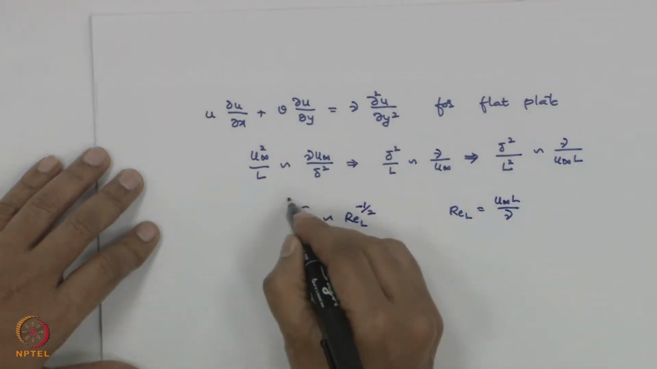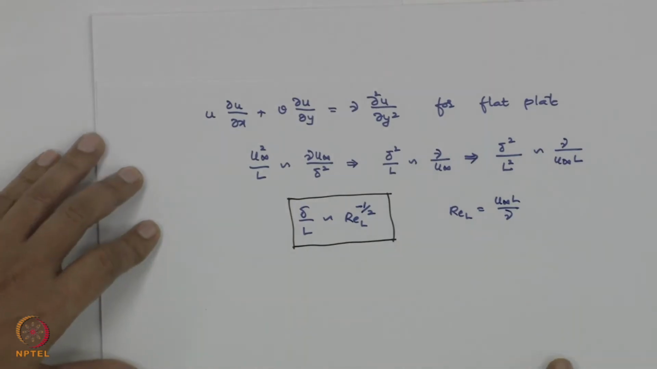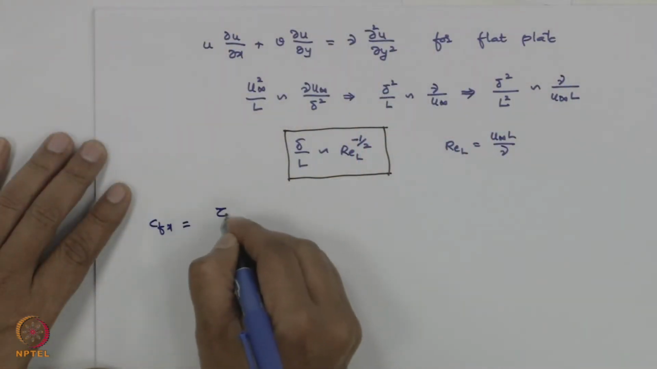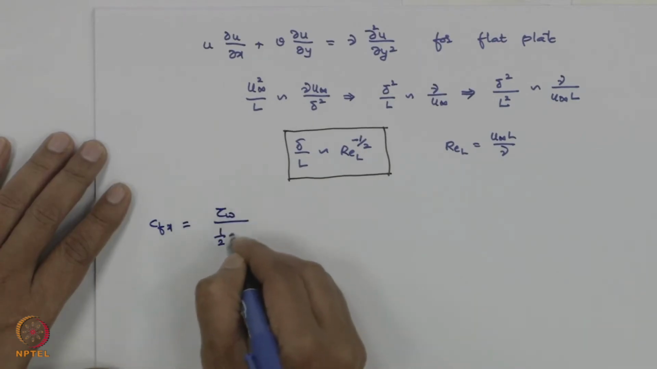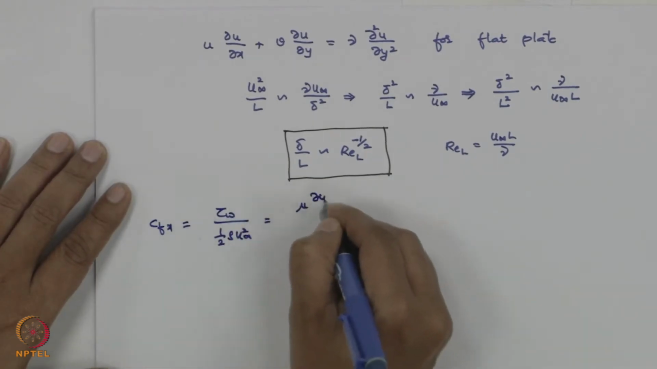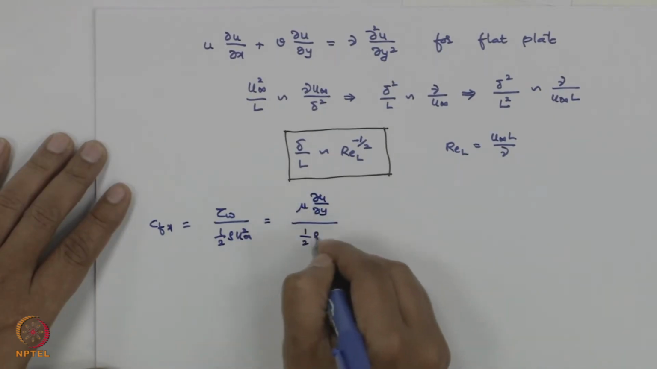So this is the boundary layer thickness. So we got part of our solution, that is delta by L. The story is not over because we need to get C of x. So C of x we know is given by tau wall divided by half rho u infinity squared, and tau wall is mu del u by del y, upon half rho u infinity squared.